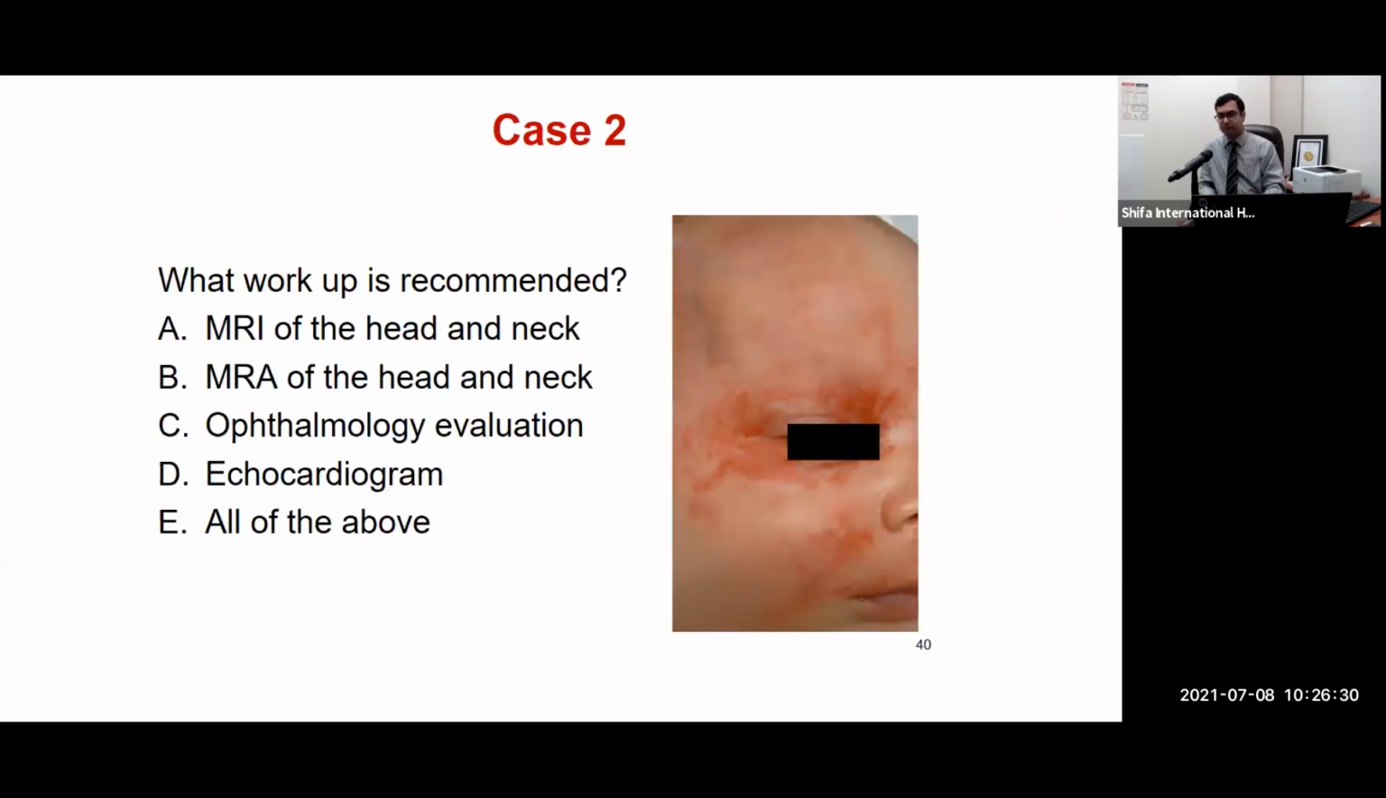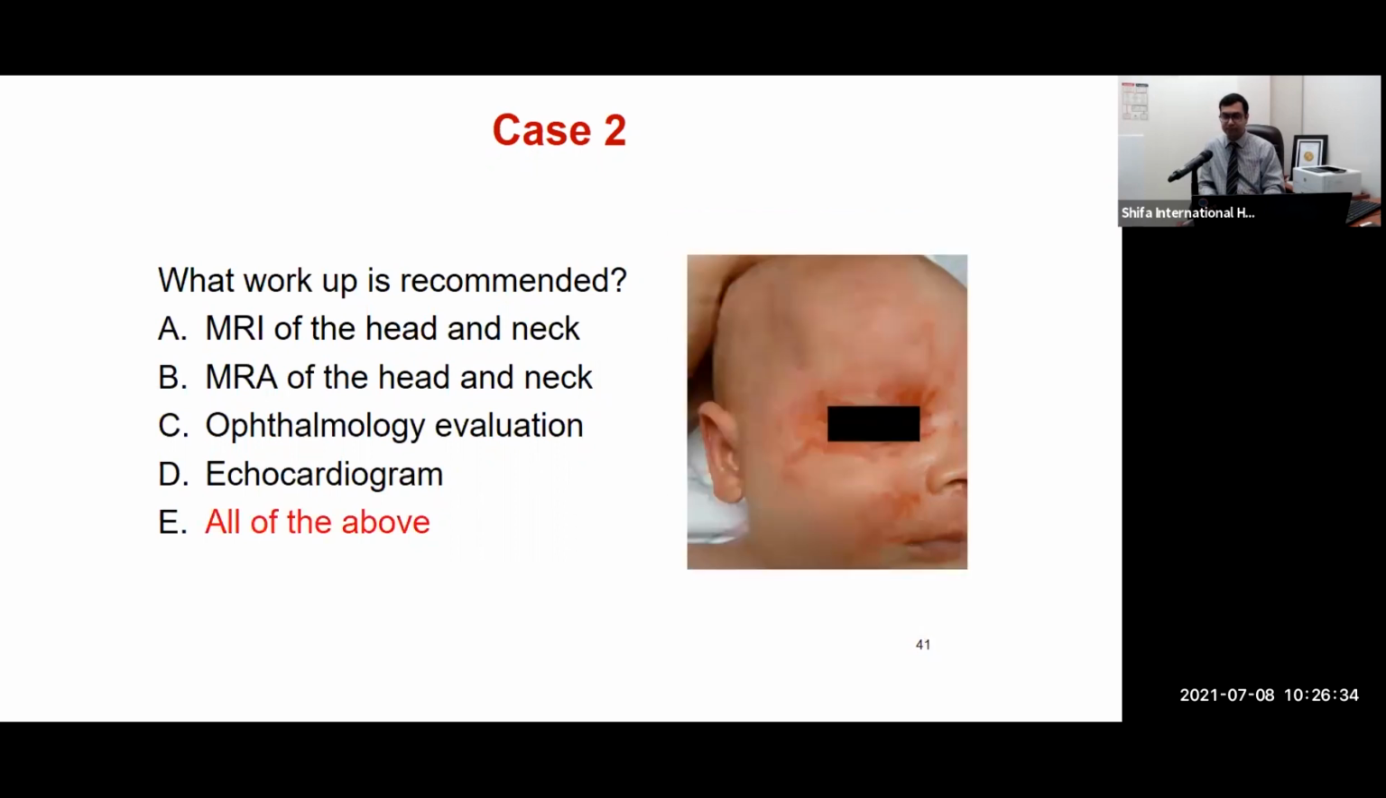So what workup is recommended? I've already told you, so it will be all of the above. MRI, MRA if you are worried about the vasculature, and we do sometimes, unfortunately, because there is abnormal connection or stenosis, and if we give them oral propranolol, you can actually harm them.